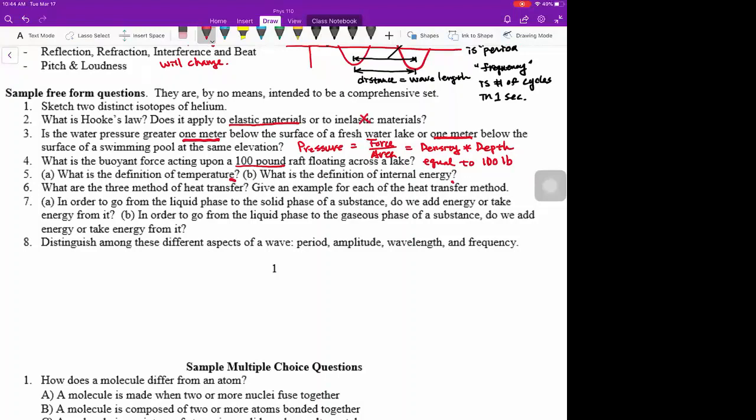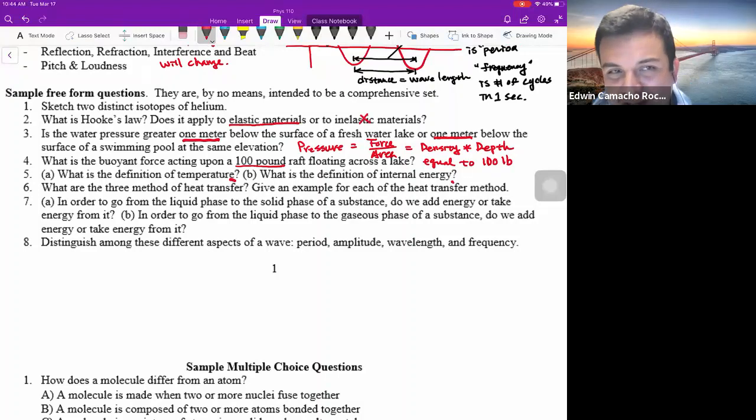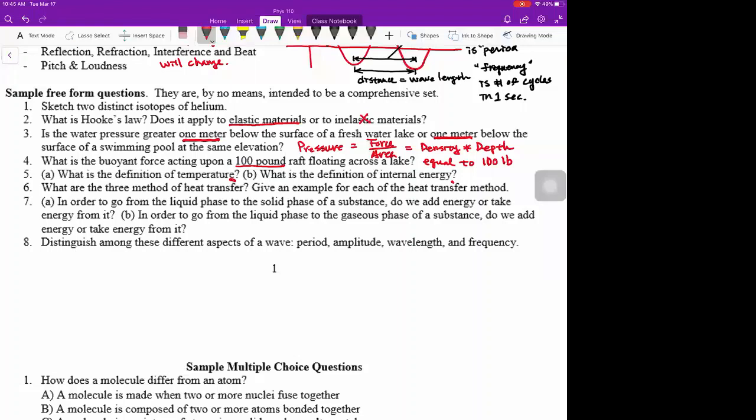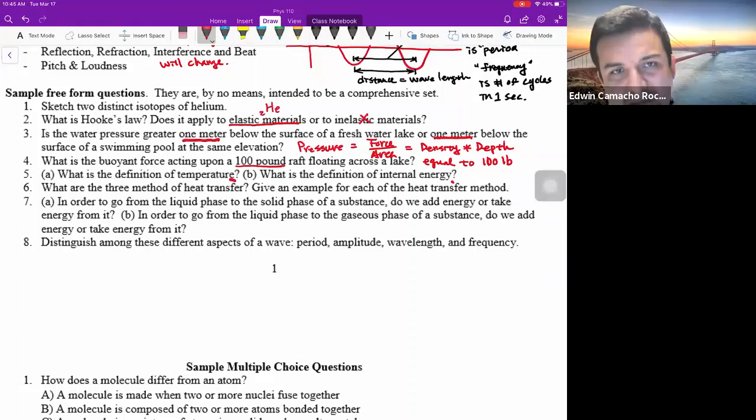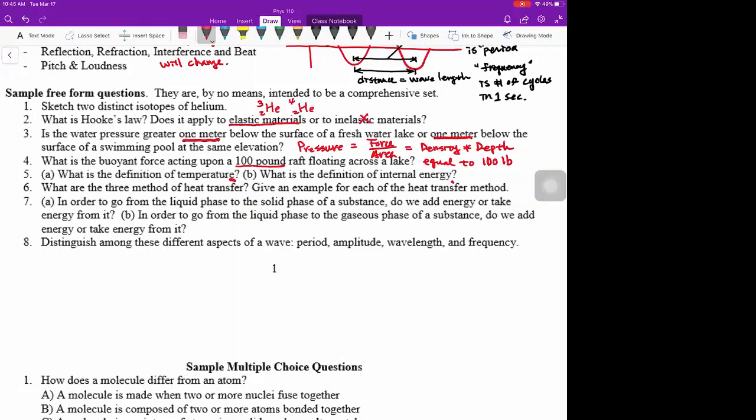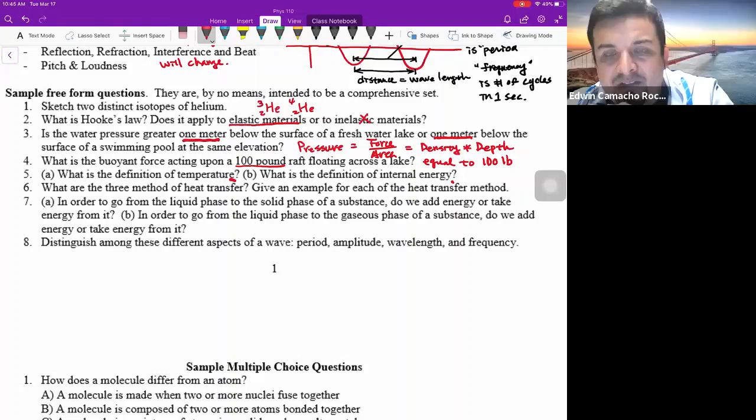And you didn't say anything for sample question number 1. Are you going to ask us to sketch 2 distinct isotopes? We already did that. So this is the one. Oh, the one we did with the helium. Yeah, with the protons and neutrons and everything. The number of neutrons is different. Okay, sounds good. Thank you.